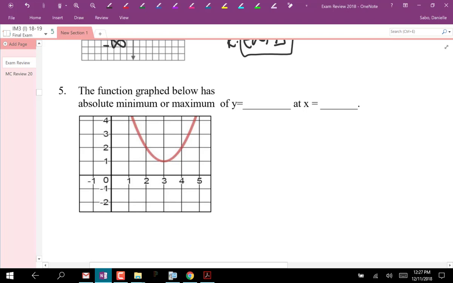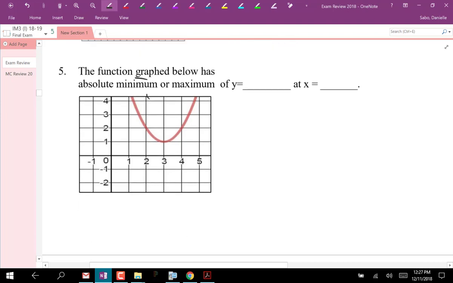The function graph below, does it have an absolute max or a min? I'm hearing a couple different answers here. Is there a highest point in the graph or a lowest point in the graph? The lowest. So it's a minimum. Okay? You have a minimum at what y value? 1. So y equals 1. And what x value? 3. So y equals 1 and x equals 3. And you're done. You can kind of see that. And if you maybe put a little star here, it's your vertex. You notice your vertex is going to tell you where your max or your min's at.